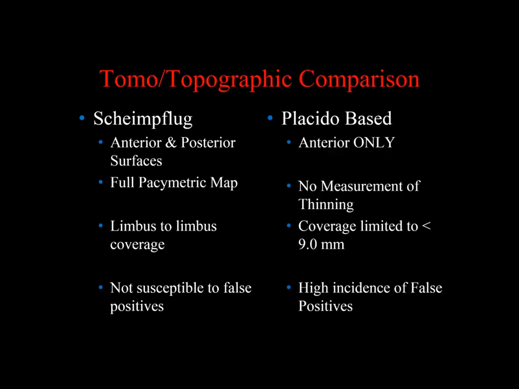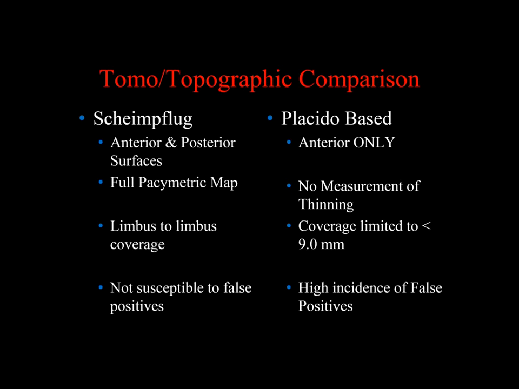So if we compare the Pentacam versus Placido-based imaging, the Pentacam gives us the anterior and posterior surfaces. Placido is anterior only, and only about 50% of the anterior surface. Scheimpflug gives us a full pachymetric map, whereas Placido has no measurement of corneal thickness or thinning. The Pentacam is capable, though rarely used, of limbal to limbal coverage, but on routine usage, it probably goes out to 10 millimeters, partly because it's hard to get the patient to open the eyes beyond that.